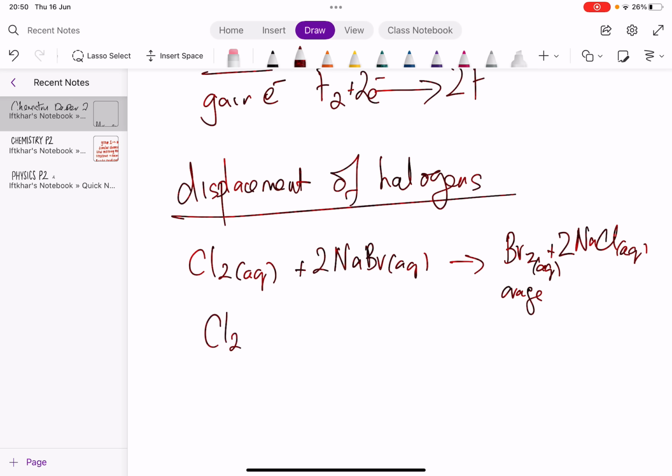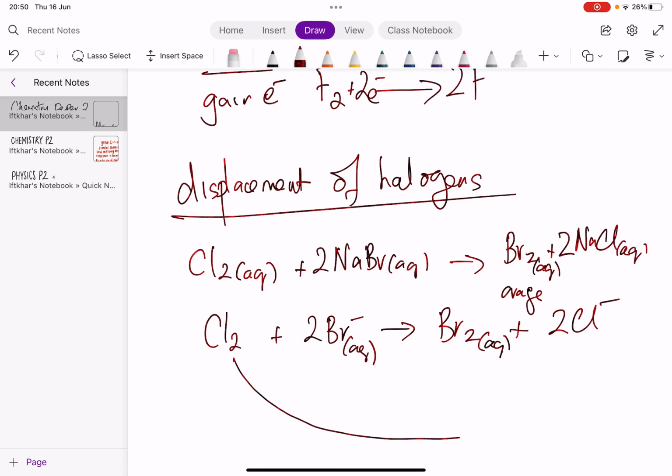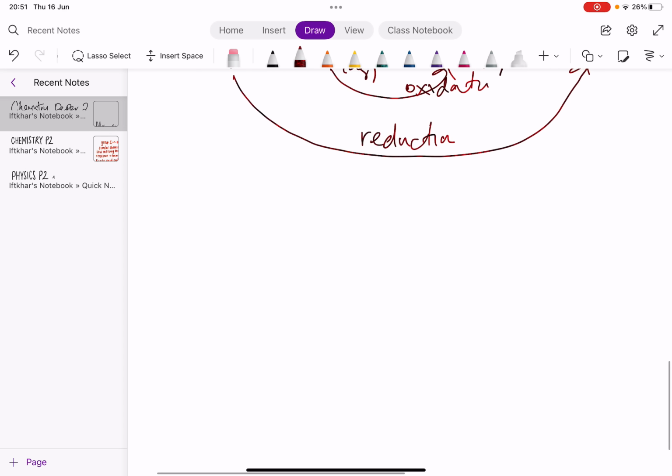The ionic equation, again for higher papers you must know these ionic equations. You can clearly see that chlorine is reduced, so that's reduction, and bromide is oxidized, that's oxidation. So, important reactions of halogens. Noble gases is not mentioned on the higher. However, noble gases are inert.